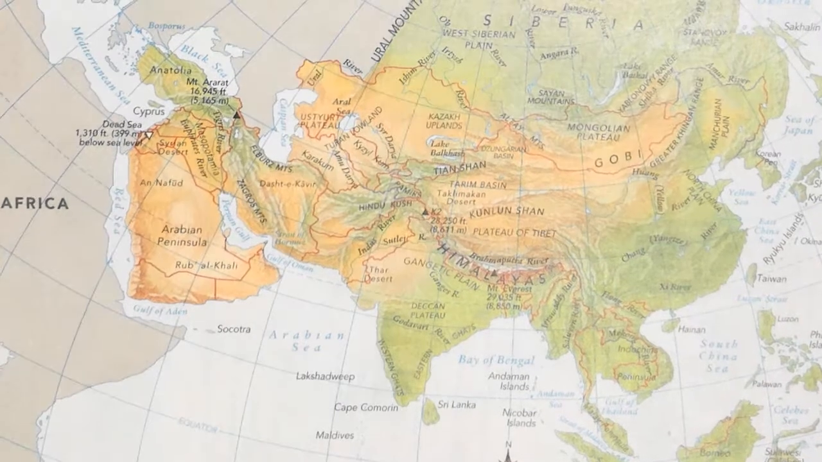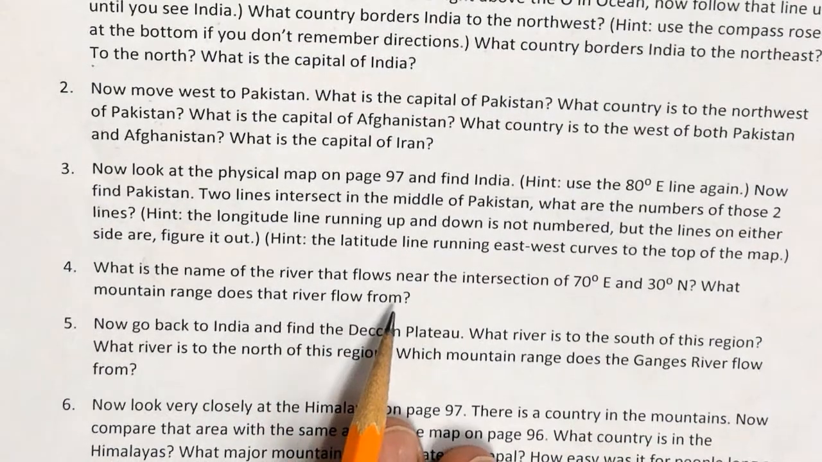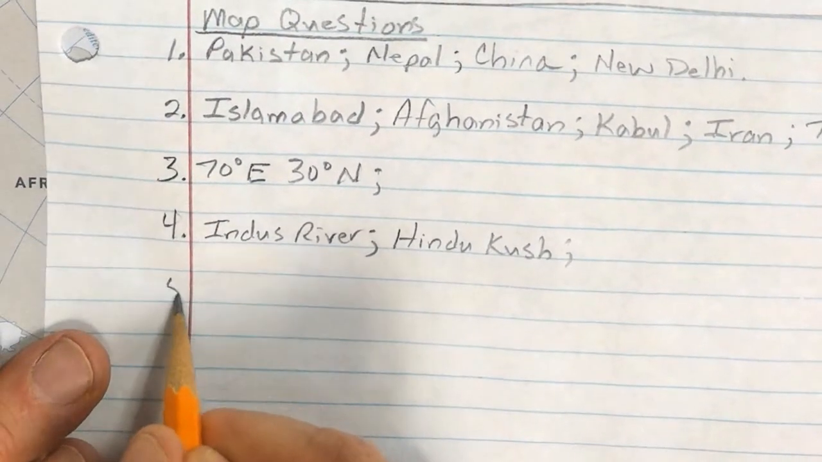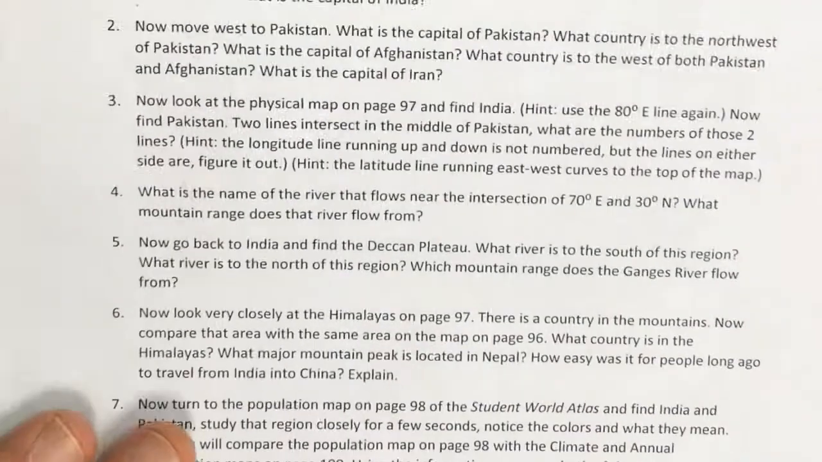Okay. Now let's see what else number 4 asks. What mountain range does that river flow from? That's it. So number 4 is done. Okay, so back to number 4 here. We're good with number 4. Let's go to number 5. All right, let's see what number 5 says.